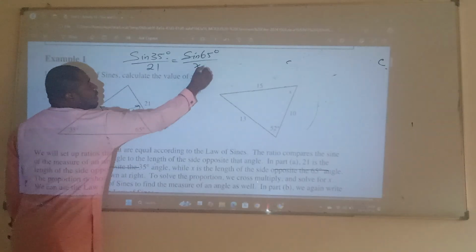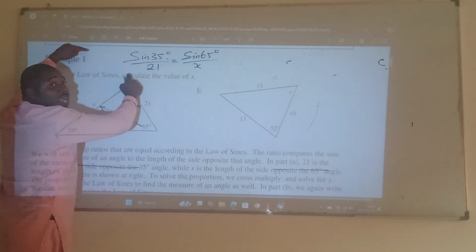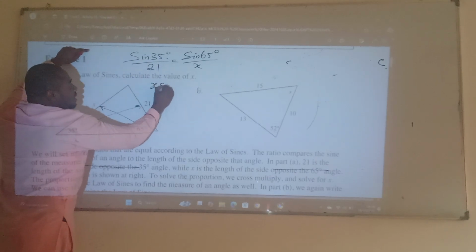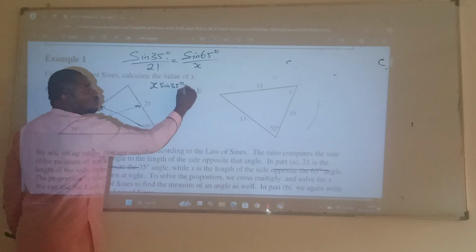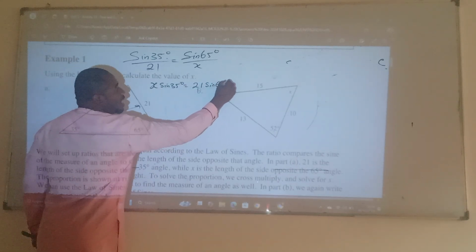Now, simply from algebra, what can we do here? We can cross multiply, right? So upon cross multiply, we have x sine 35 degrees should be equal to 21 sine 65 degrees.